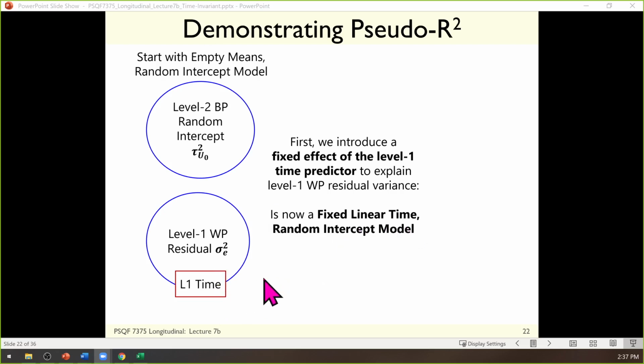So anytime that you add a fixed effect, the goal of the fixed effect is to explain variance at its level. In this case, time is a purely level 1 variable because it's balanced across persons in this example. Therefore, it only can explain level 1 within person residual variance.